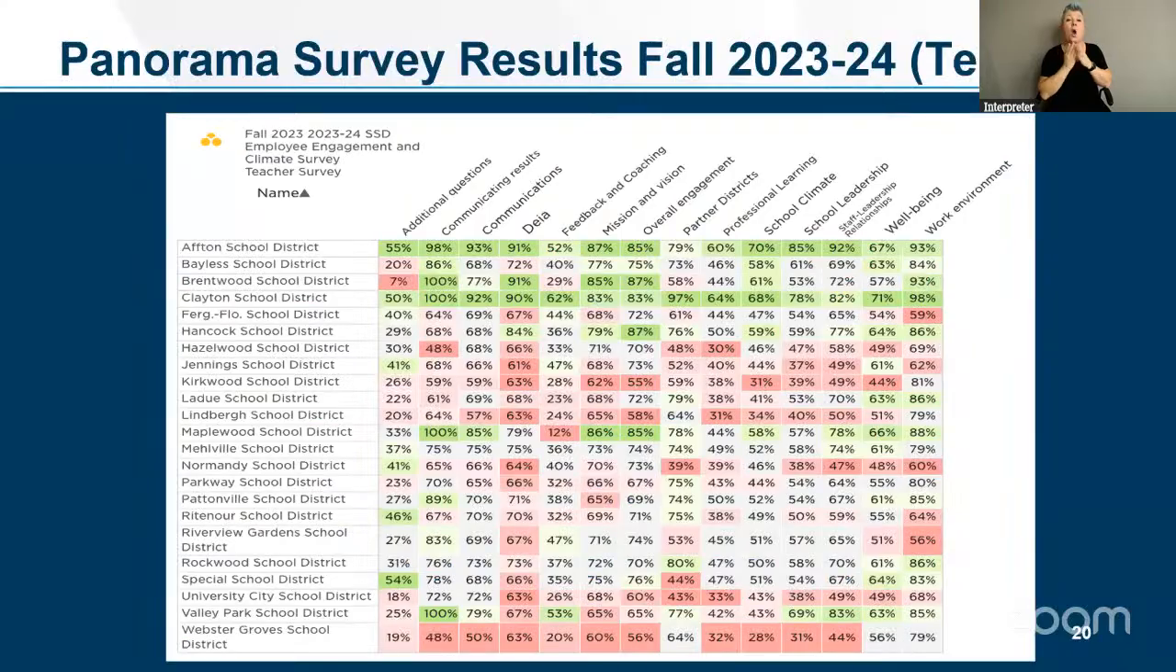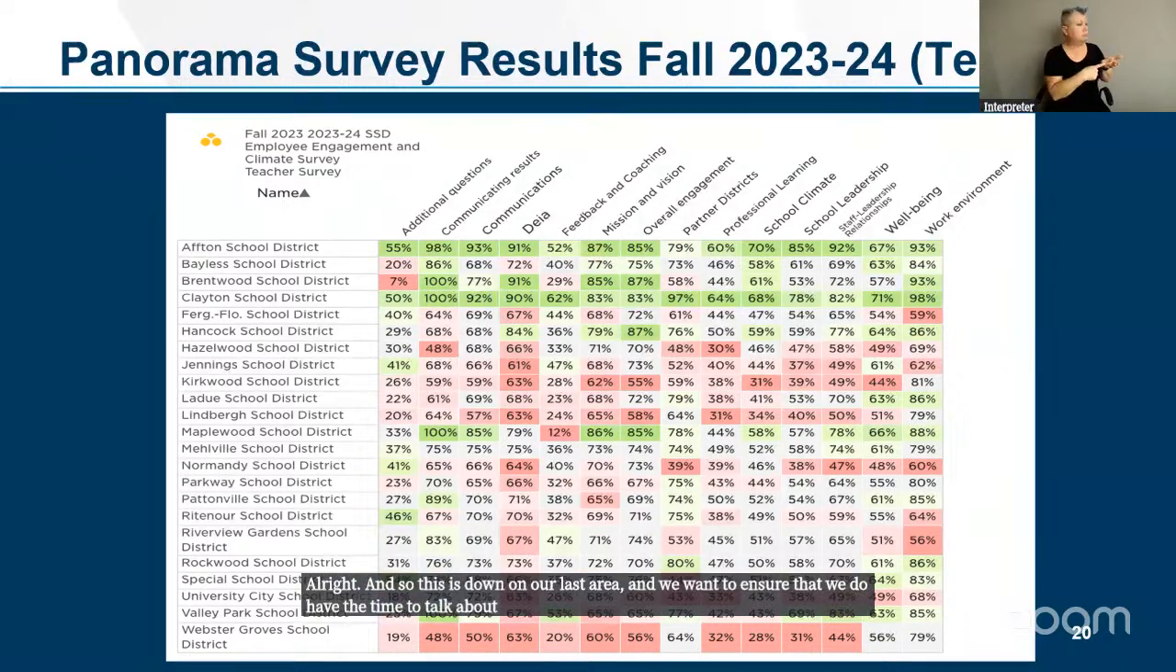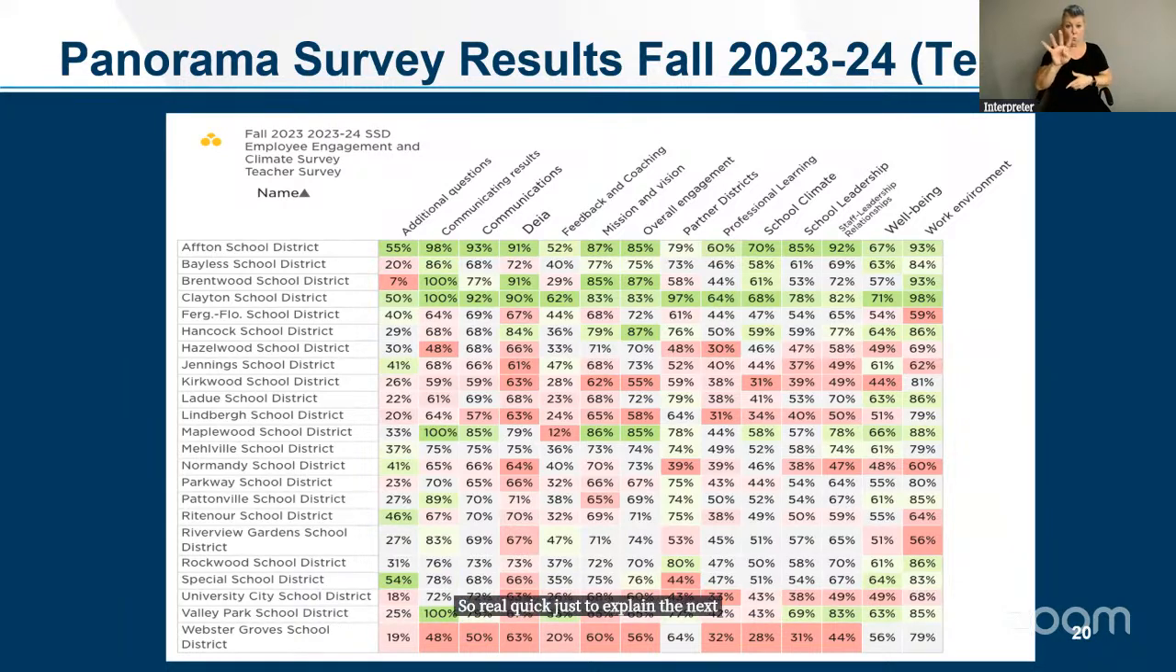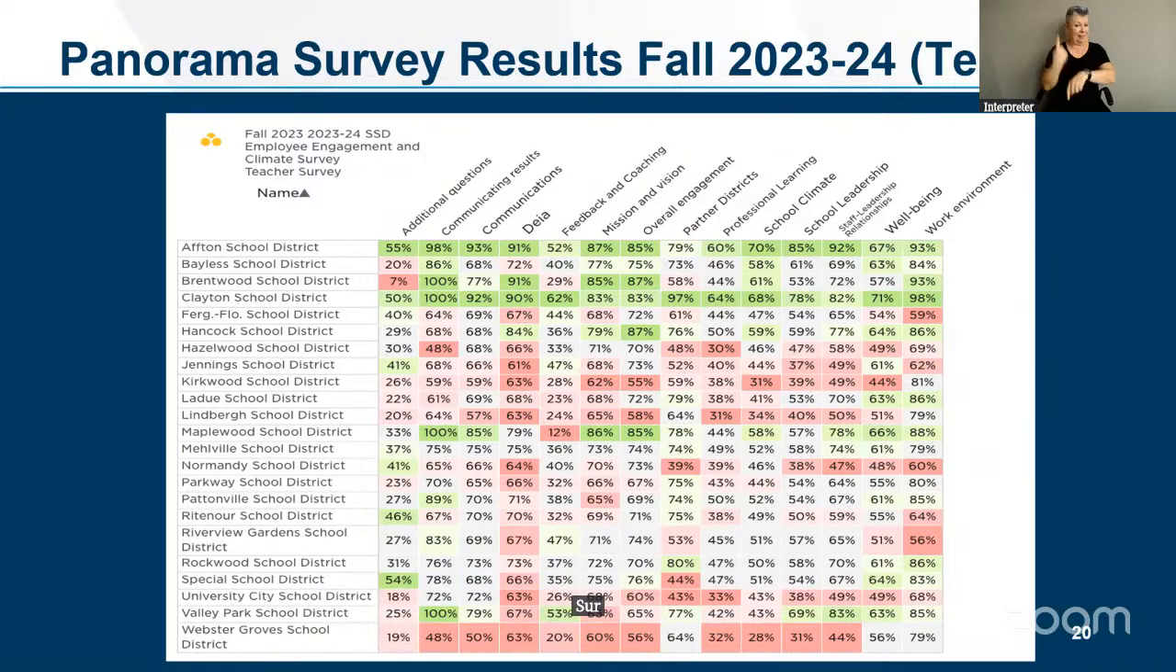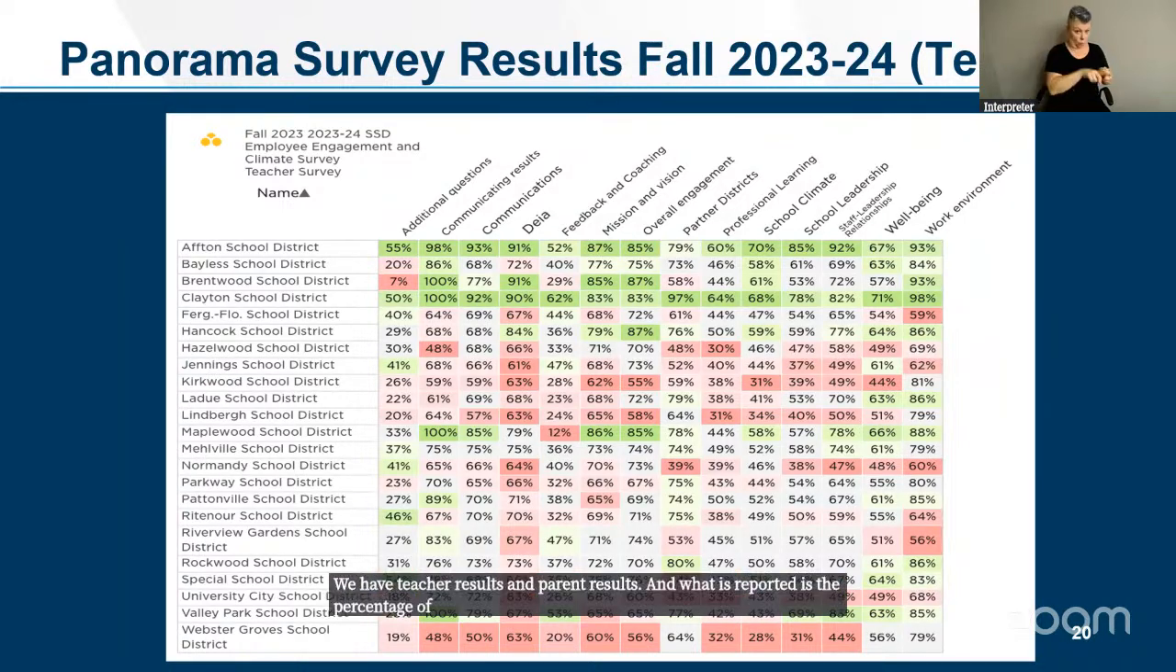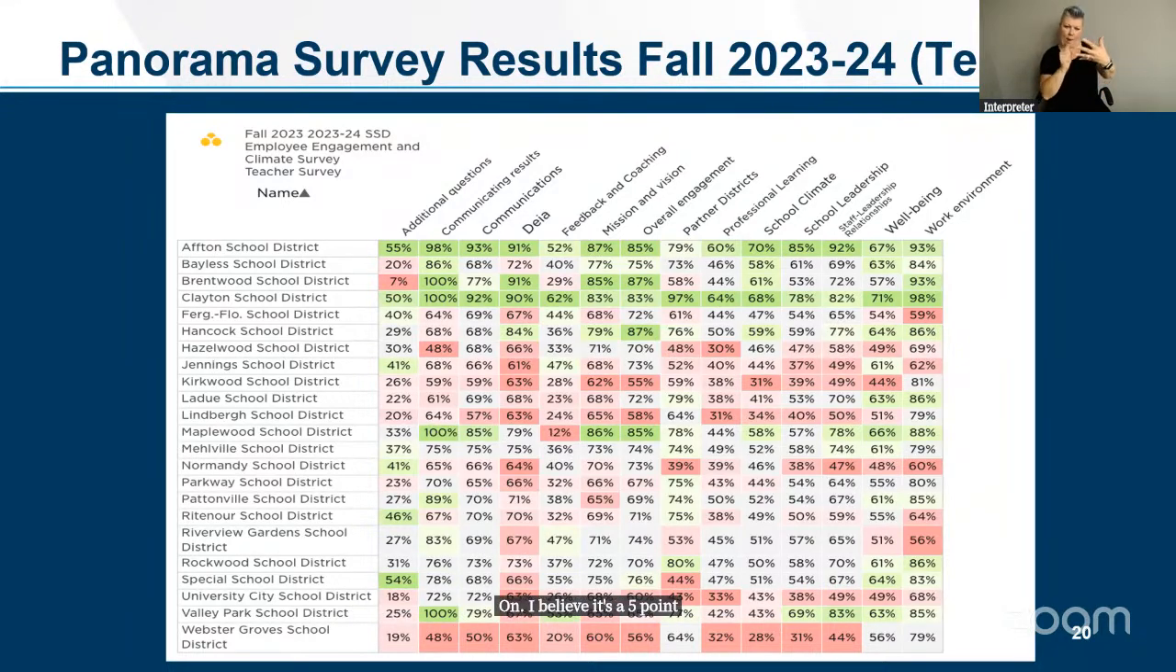All right, and so this is now our last area, and we want to ensure that we do have some time to talk about our climate and engagement data. So real quick, just to explain the next 4 slides, what we have is the data from the fall and spring surveys from last year. We have teacher results and parent results, and what is reported is the percentage of agreement or positivity on, I believe it's a 5-point scale, so the percentage of the ones that agree that this was a positive thing.